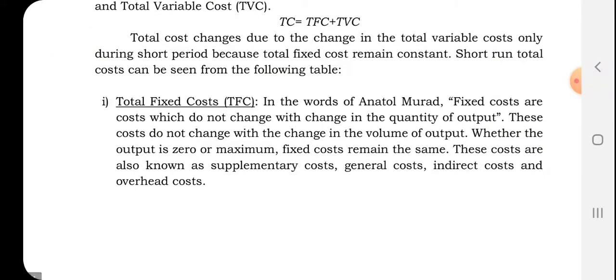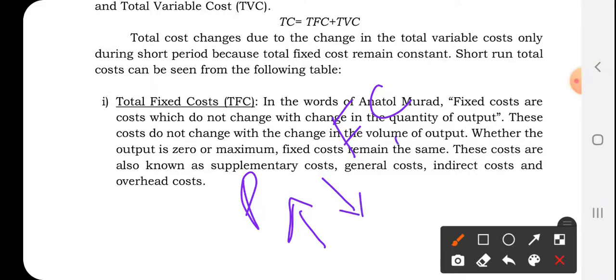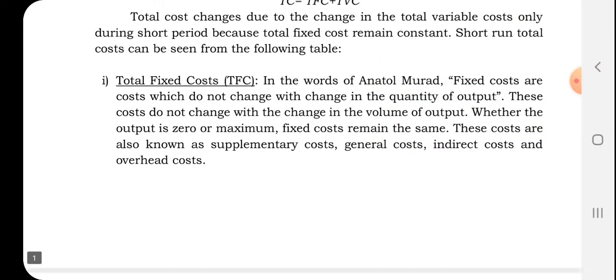Let us see what is total fixed cost. If this is production, this is fixed cost. Even if the production increases or decreases, there is no change in the total fixed cost. It means the fixed cost remains the same. There is no change in the fixed cost even if the production is zero or if the production is maximum.